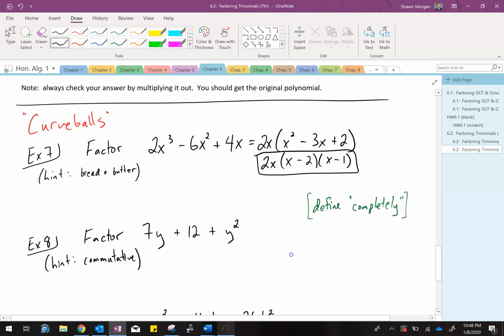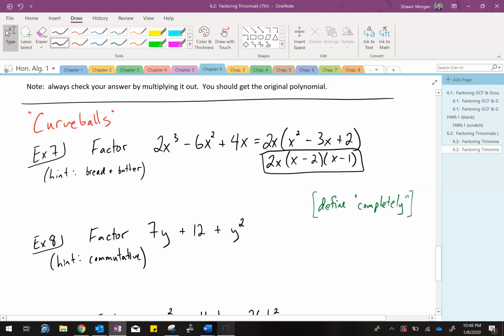So that's one type of curveball. Let's look at example 8, second type of curveball. And actually, you know what? I'm seeing my writing here in the green. What I mean by define completely just means don't stop at the first step.